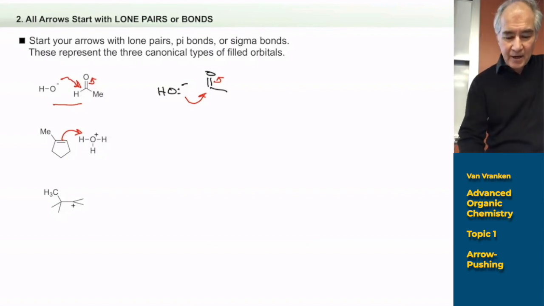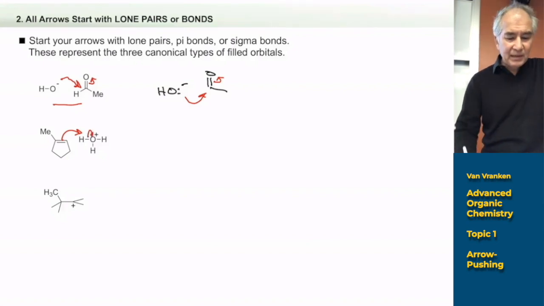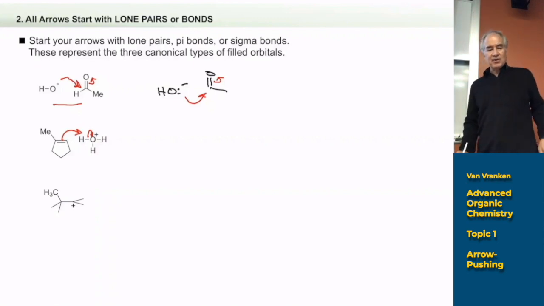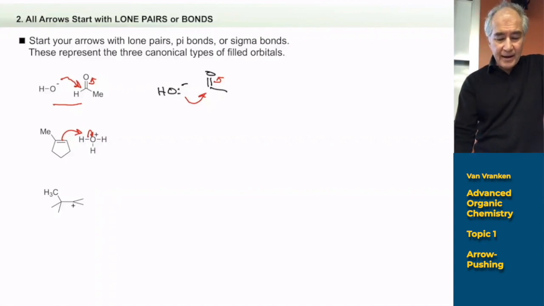Let me finish up that arrow pushing. I've got to break a bond to that H. I don't want to end up with two bonds. So I'll start right in the middle of that sigma bond and then give the electrons to that O+, that oxonium ion.